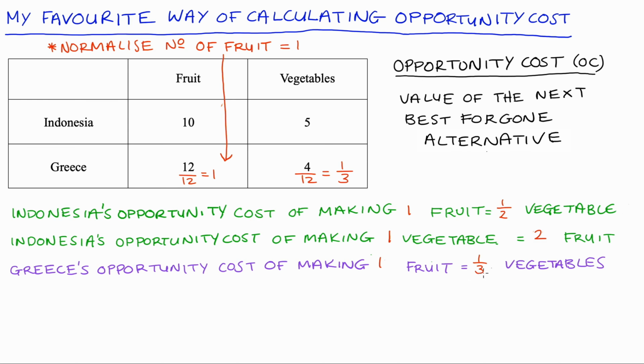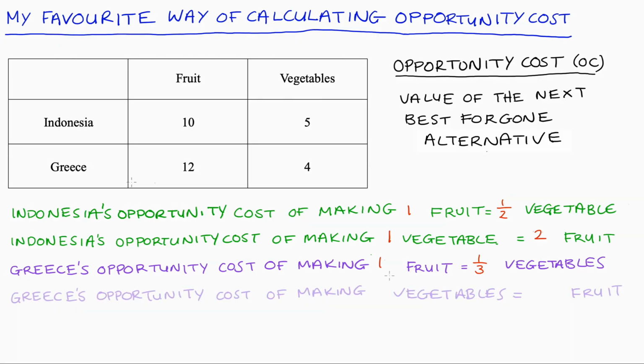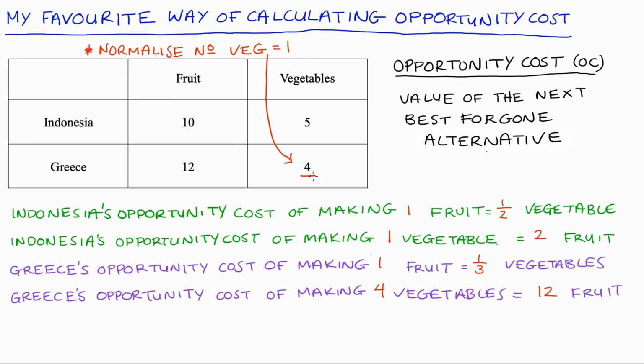All right, thinking about the opportunity cost for Greece of making one more vegetable, we see that if they produce 4 vegetables, they give up 12 fruit. Dividing both numbers by 4, we normalize that trade-off to be in terms of 1 vegetable. So if Greece makes 1 vegetable, they give up 3 units of fruit. So these are our opportunity costs. And that's really my favorite way of dealing with these sorts of problems.